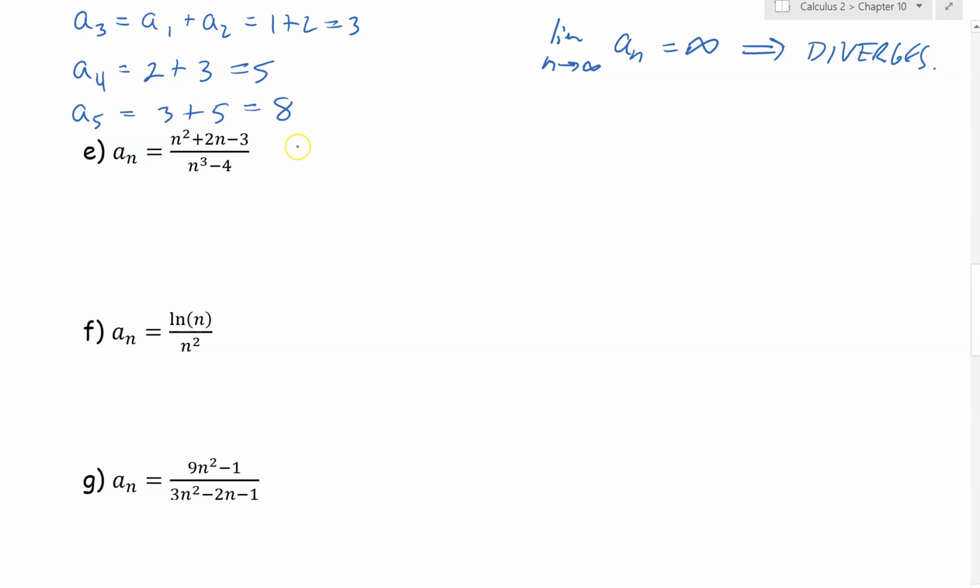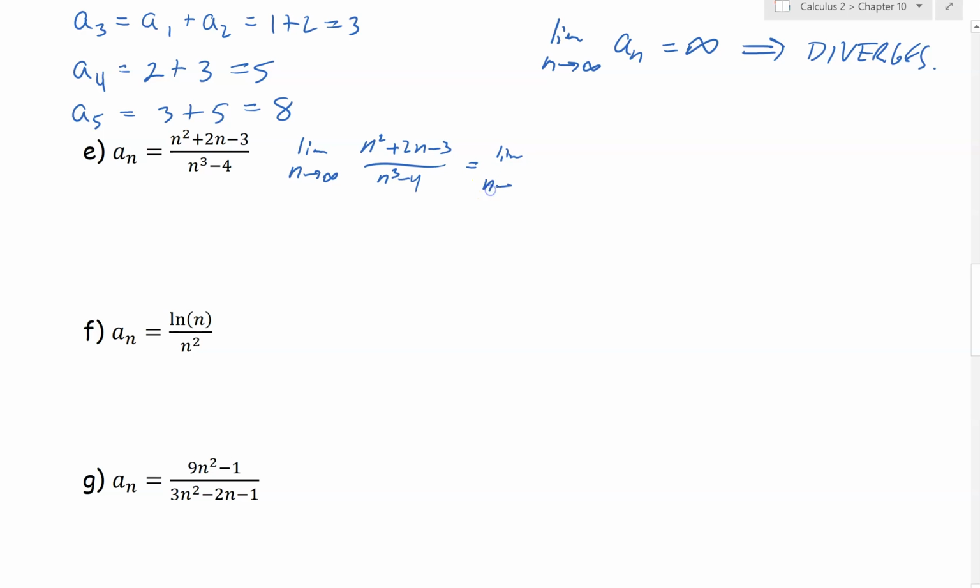For example E, if we take the limit as n approaches infinity of n squared plus 2n minus 3 over n cubed minus 4, we can see that the denominator has a larger exponent than the numerator, so that might be sufficient for you to realize that this expression is going to approach 0. We can prove that a couple of different ways.